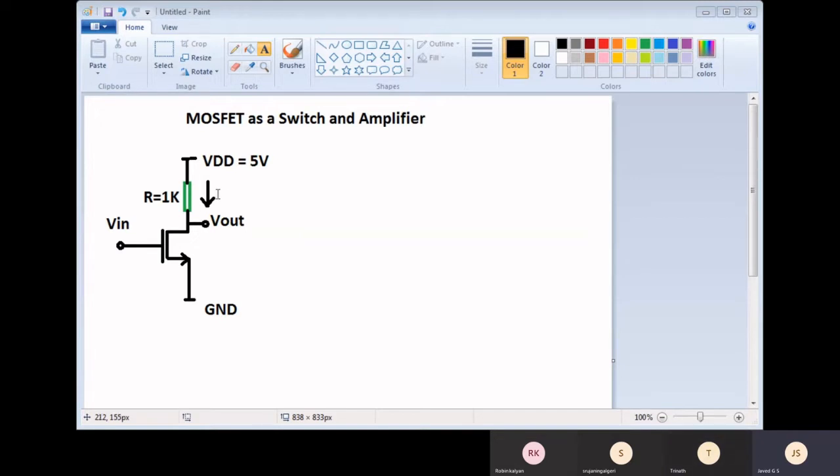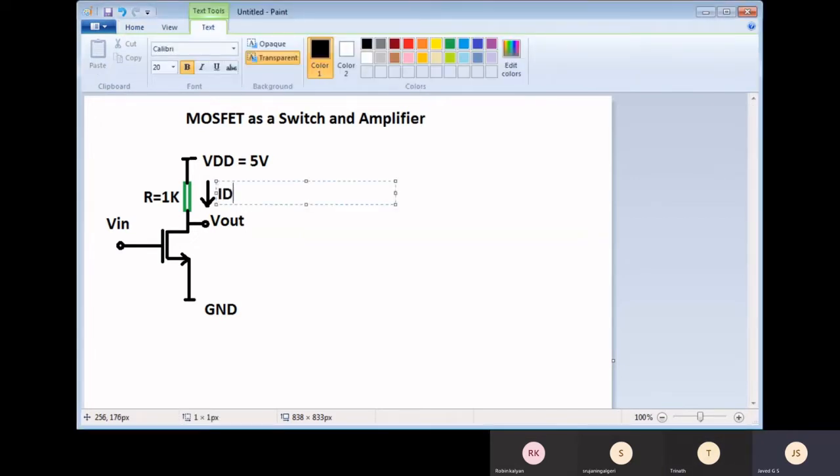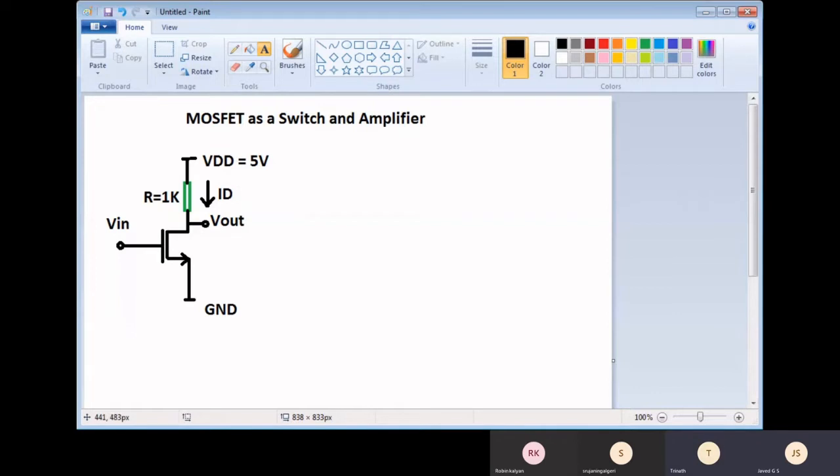The resistance value given is 1K. So there is a current flowing through it, and we have an input and the output information present. Let me give you two additional values.